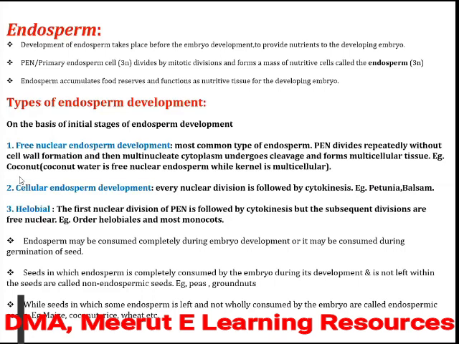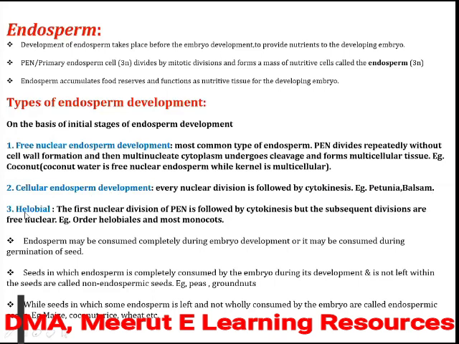Now students, come to the next: cellular endosperm development. Here you can find every nuclear division is followed by cell division. In other words, you can say karyokinesis is followed by cytokinesis. This can be seen in Datura, in Petunia, in Balsam. Here you can see cellular endosperm development.